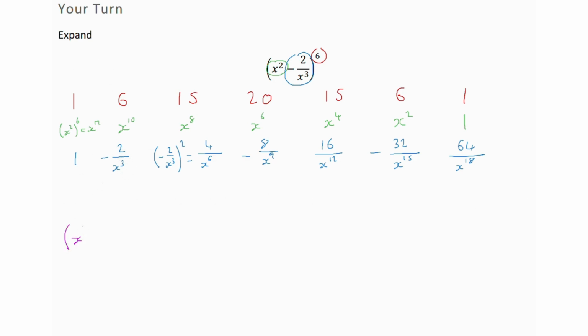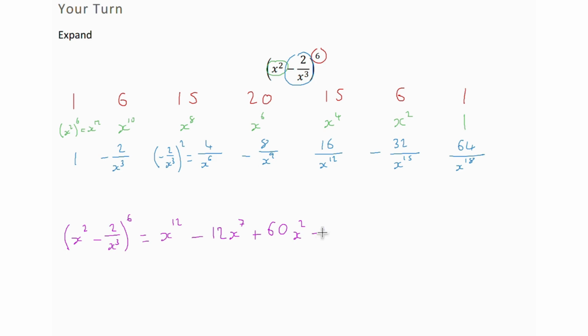Now, this means that our final expansion of this binomial is going to be equal to x to the power of 12. Right, this one's negative. And then we've got 6 times 2, and then x to the 10 over x cubed. So the 6 times 2 gives us 12, and the x to the 10 divided by x cubed gives us x to the power of 7. And this one is going to be positive. Got 15 times 4, and x to the 8 over x to the 6. 15 times 4 is going to give me 60. x to the 8 over x to the 6 gives me x squared.